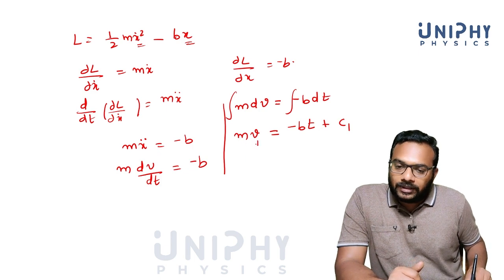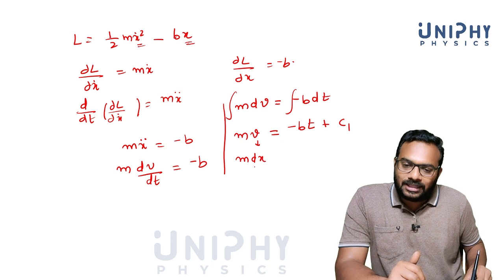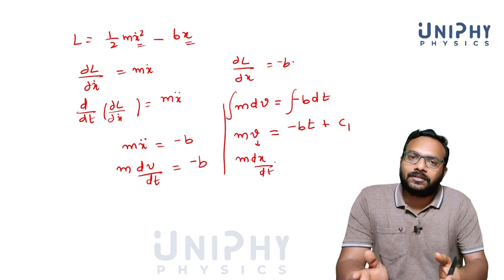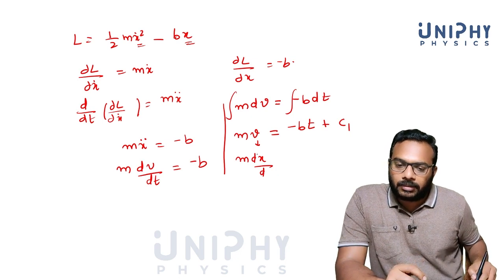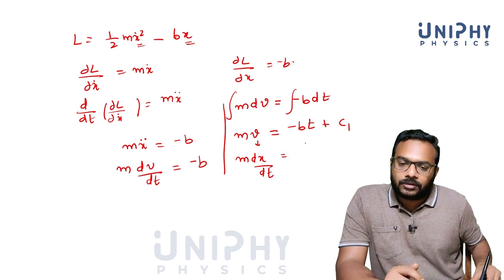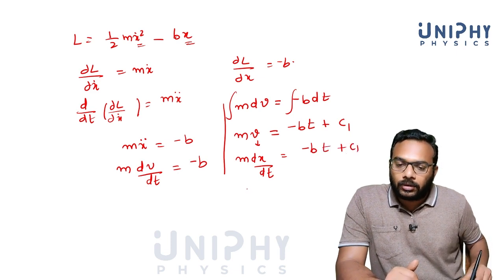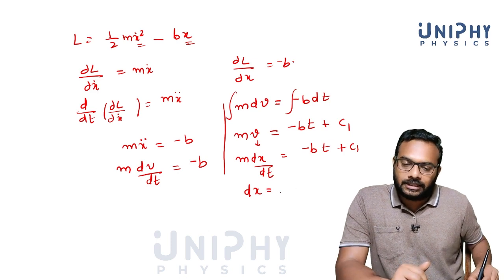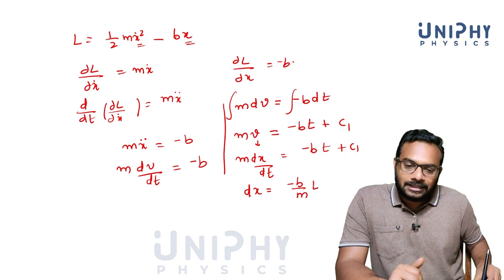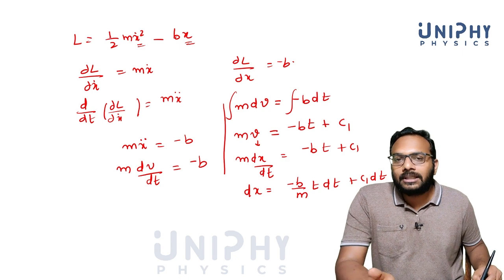Now we see this v. What is v? v is again dx by dt. So this equation means m dx by dt. Since it's a second order differential equation, we have to integrate it twice. m dx by dt is equal to minus bt plus c1. We are supposed to find x of t. So you see that dx is equal to minus b by m t dt plus c1 dt. Now you integrate on both sides.